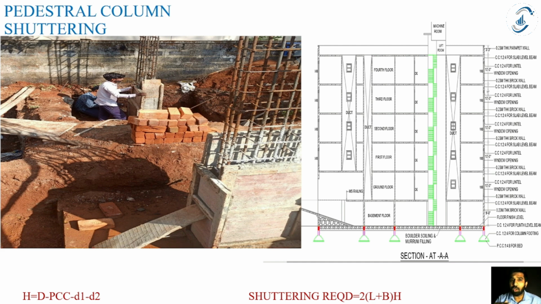So when the column is started from the foundation level, from the foundation level up to the plinth beam level, whatever column we are having, that column is called a pedestal column, and the same column continues up to the last floor. But the column that is above the ground, that is called just column, you call it just column. But the column that is from the foundation level up to the plinth beam level, that is called your pedestal column.